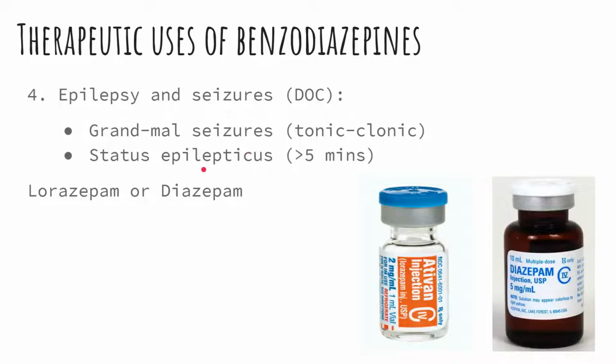And status epilepticus is the kind of seizure that lasts more than 5 minutes. فthis is a medical emergency and we need to treat it very immediately. فبنستخدم البنزوديازيبينز to treat this kind of seizure. Usually, the drugs of choice for seizures are lorazepam or diazepam. Diazepam is called Valium زي ما احنا شايفين هون مو مكتوب اسمه، ولورازيبام is Ativan.